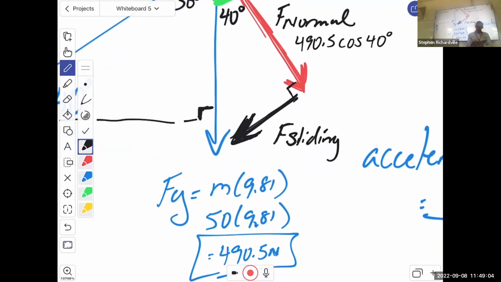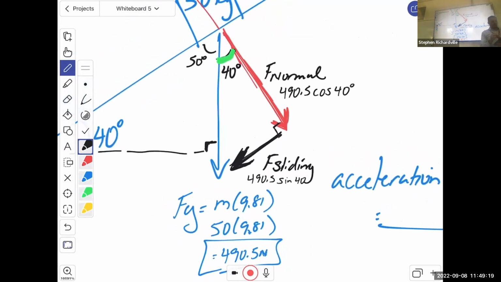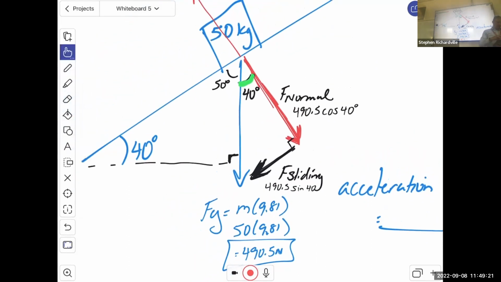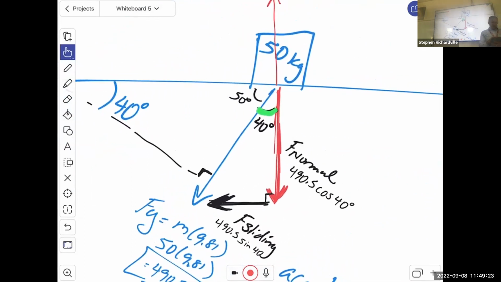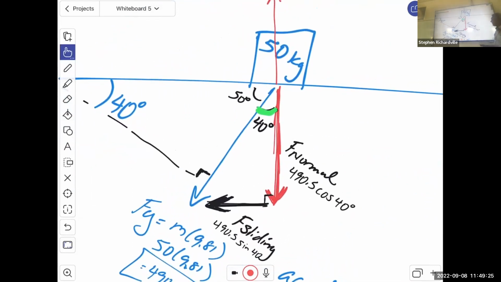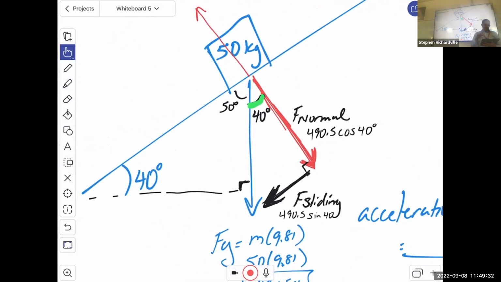And sliding is going to be 490.5 times the sine of 40. So this piece here is the opposite. Turns out that gravity is actually your hypotenuse. It's a little bit funky the way it looks. Now, back to this, you'd clearly be like, yeah, the blue one's the hypotenuse. But for some reason, when it's on the ramp, my eye kind of says, no, maybe not.